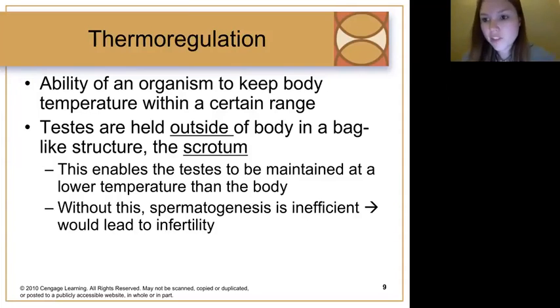I was always taught that that was a good example of thermoregulation and how an animal regulates the temperature of the testes. And actually in the winter when it's cold, animals will bring them up closer to the body a little bit to keep them a little more warm. So it's just a really neat example of maintaining proper temperature for a certain process.